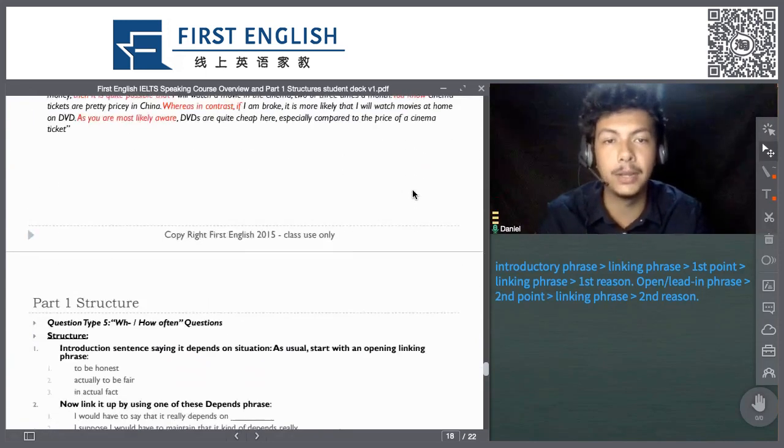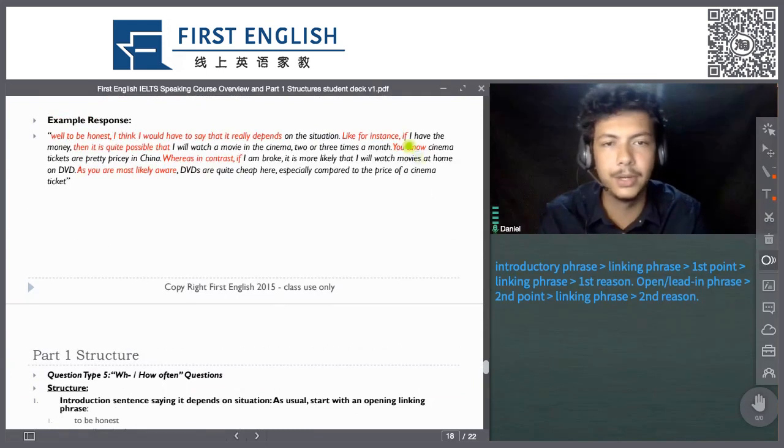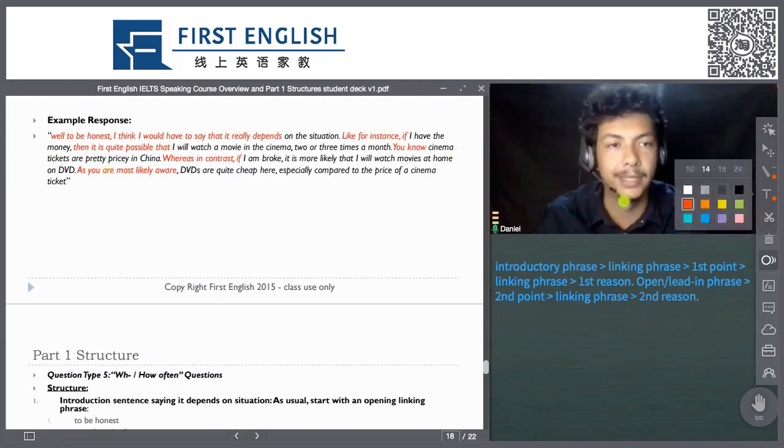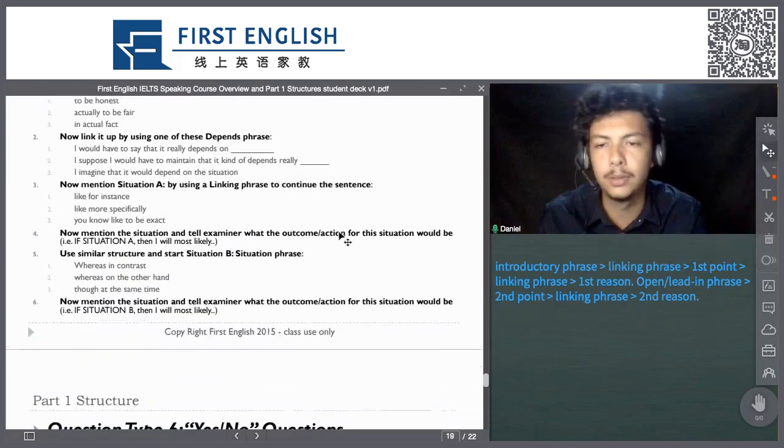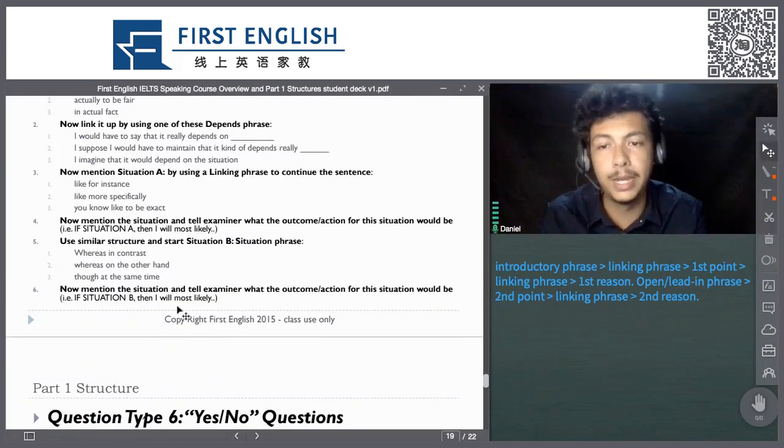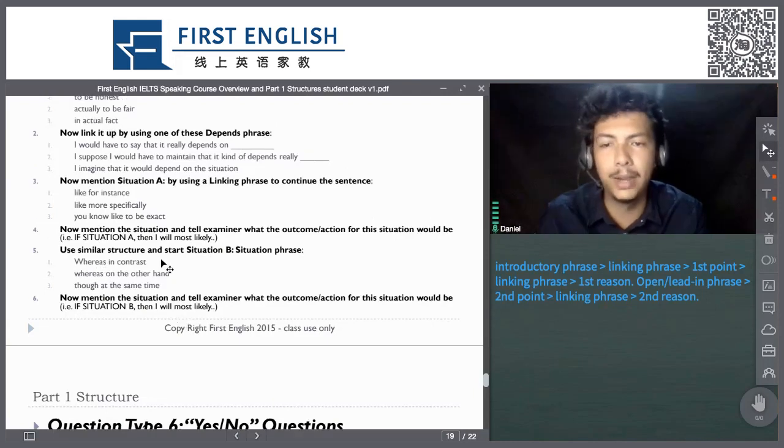And then he provides another linking phrase, as noted here, to provide the reason behind that scenario. Tickets are pretty pricey in China, so on and so forth. Right? So then we're going to transition now into our second situation, our situation B, by using something that says, whereas in contrast, whereas on the other hand, though at the same time, on the other side of the coin, so on and so forth.